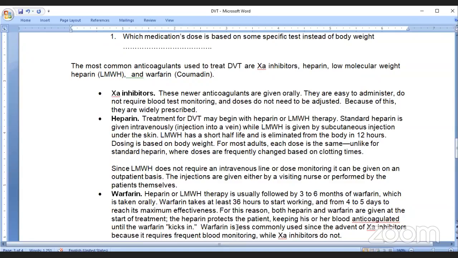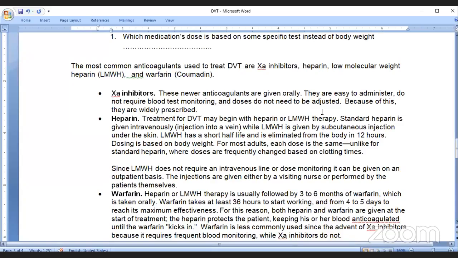Okay, warfarin is less commonly used since the advent of 10A inhibitors because it requires frequent blood monitoring, while 10A inhibitors don't need this. Which medication's dose is based on a specific test instead of body weight? So warfarin requires what is written here: frequent blood monitoring.